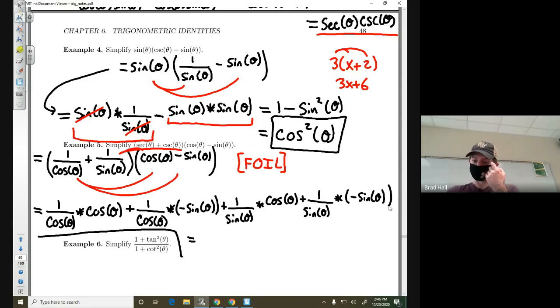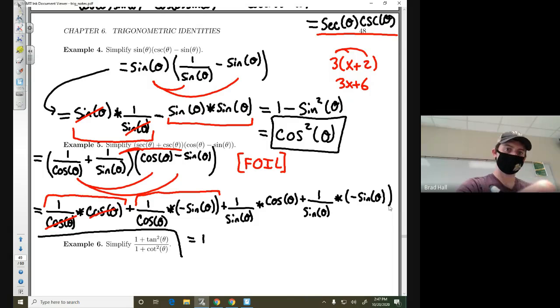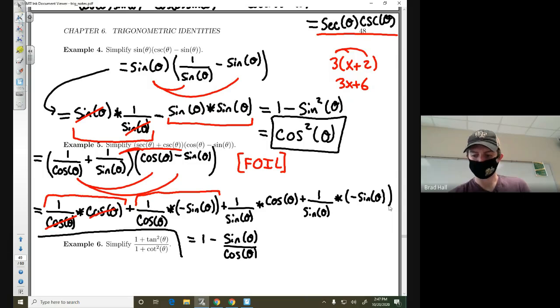Okay, so it's a lot. It doesn't look very nice, so let's clean this up big time. We'll do this one term at a time. First term, the cosines cancel, we're left with 1. Okay, so far so good. Next term, 1 over cosine of theta times negative sine of theta. Really, the best we have is negative sine of theta divided by cosine of theta. It's really the best we have so far.